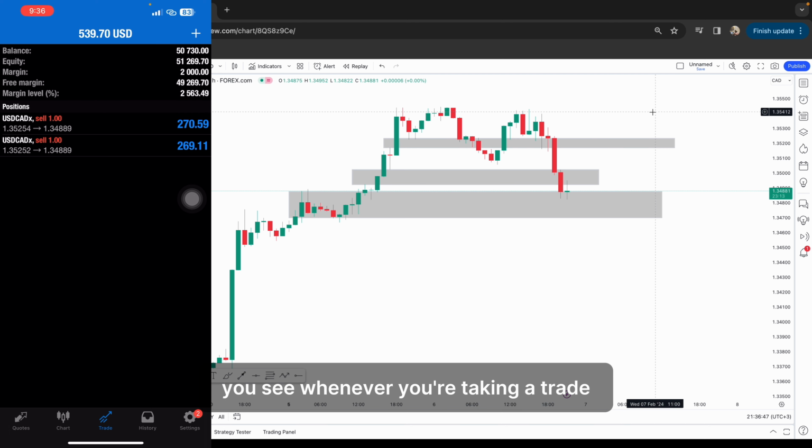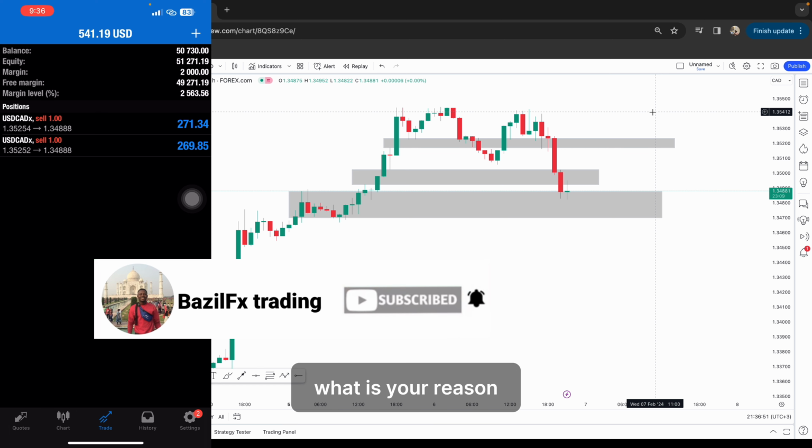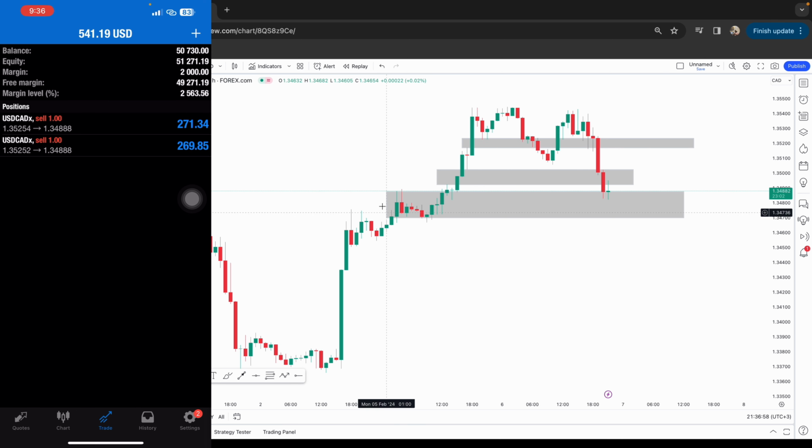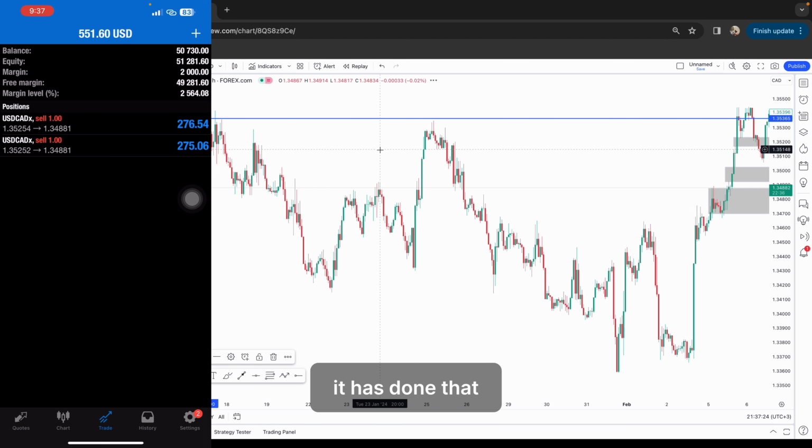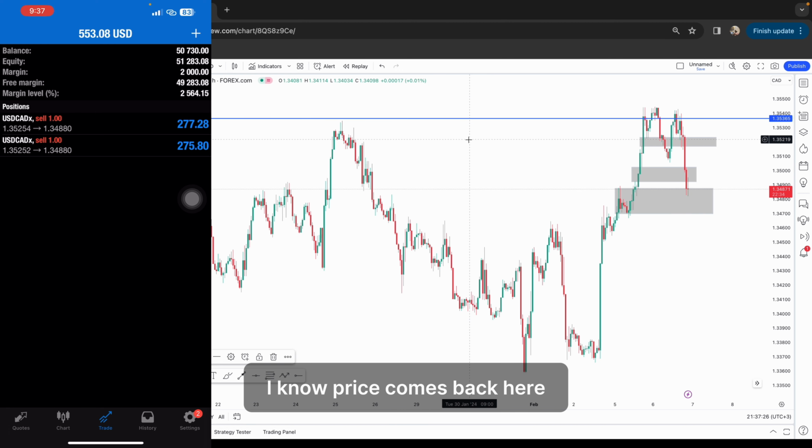Whenever you're taking a trade, you need to have a reason. Why are you taking that trade? What is your reason? You can see, traders, I have my demand zone, I have a fair value gap, but not just that, I have a turning point up here. Anytime price comes back to this zone right here, it turns and comes back down. It has done that once or twice, and now price comes back here.